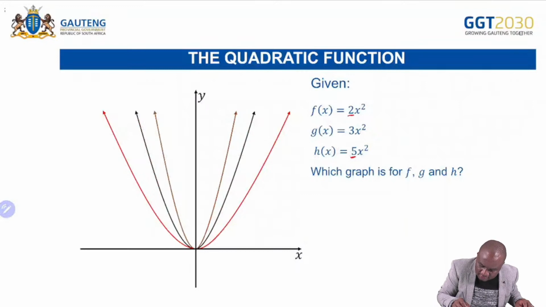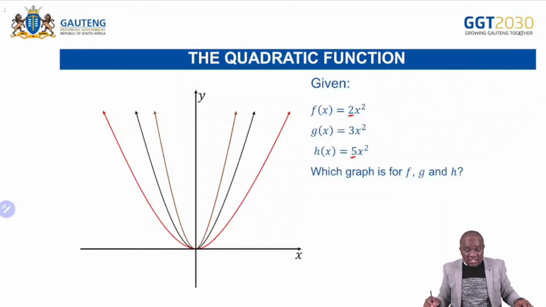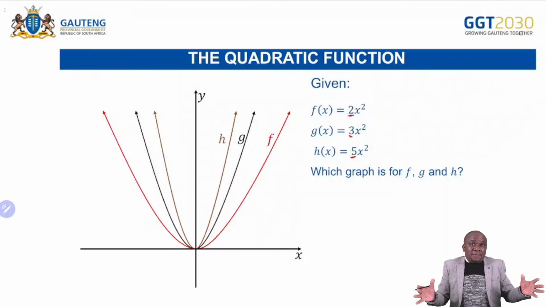And then this one, f of x, which is the smallest a, must be the widest. And then in the middle, we must have g of x. So that is f, the widest, because it is the smallest a. And then we have g, which is in between 2 and 5, we have 3. And then the most narrow one is h of x, because a is the largest there. Do you see that? So the bigger the value of a, the narrower is the graph. The smaller the value of a, the wider the graph.